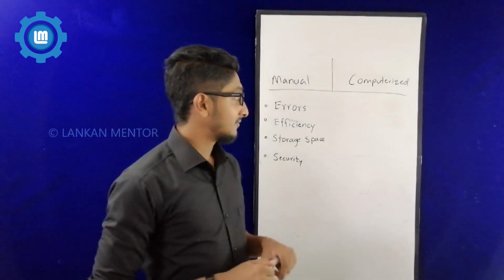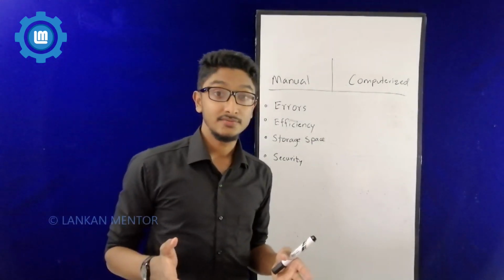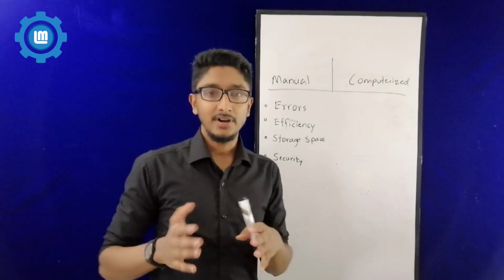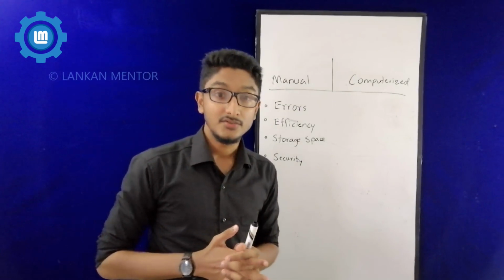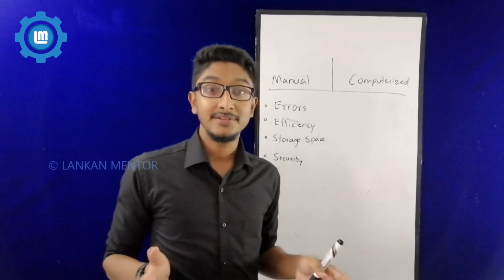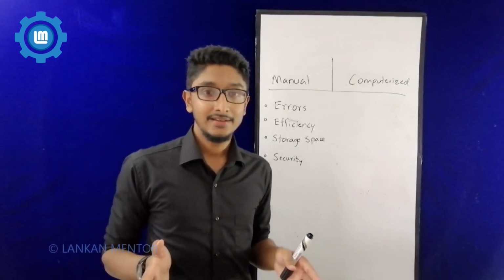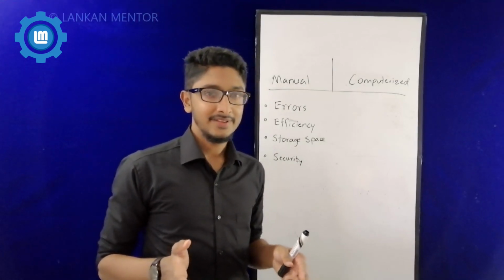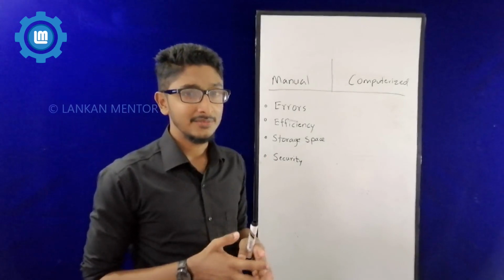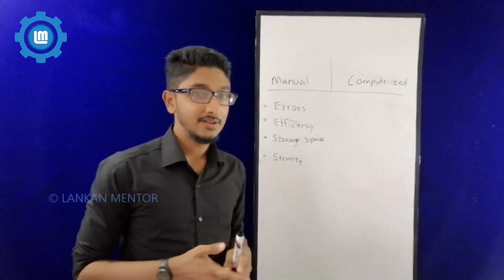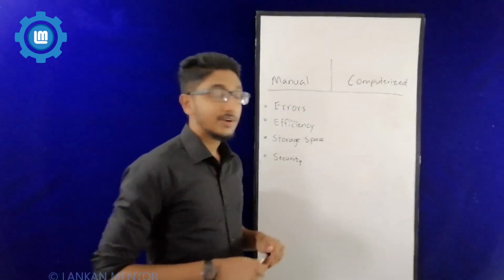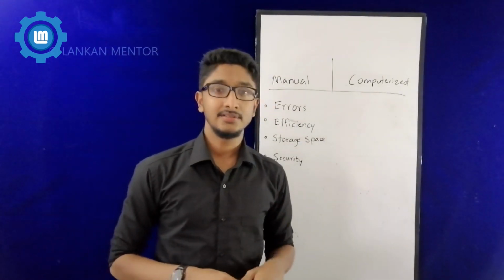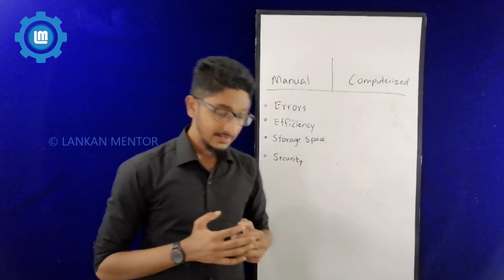And there are also trust issues with humans, right? Humans are somewhat not worthy of trust, but computers can be trusted. Why? Because a computer doesn't know how to cheat, right? So we cannot trust a human, but we can trust a computer. So computerized information systems are a better option these days, right?